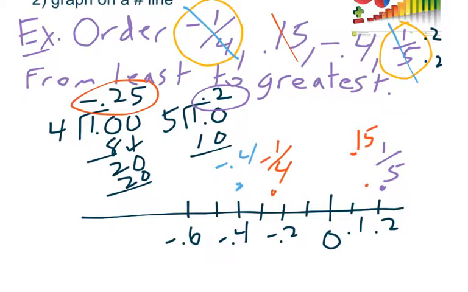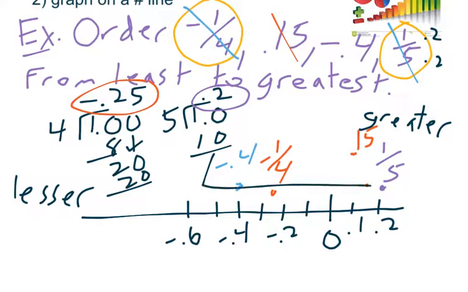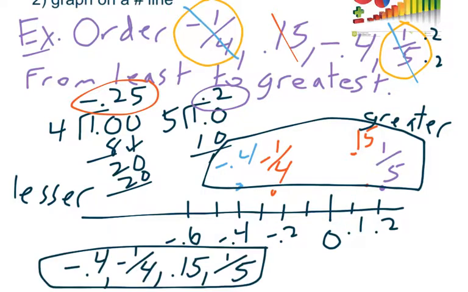And that's because my greater numbers or more positive numbers are to the right of a number line, and my lesser numbers are always to the left. So it would just be -0.4, -1/4, 0.15, and then 1/5. All right, well, that wasn't so bad.